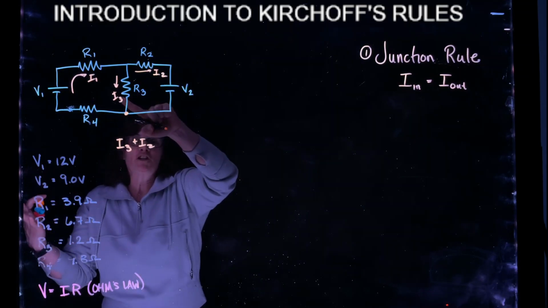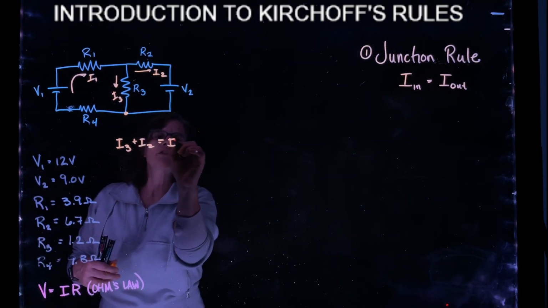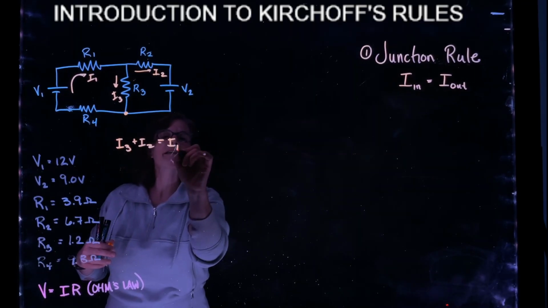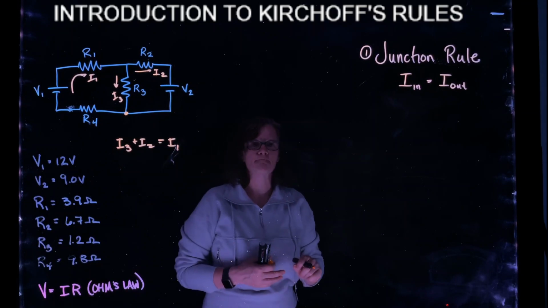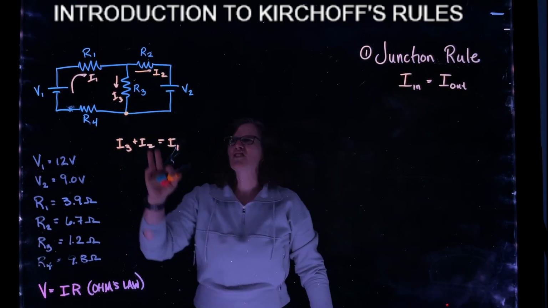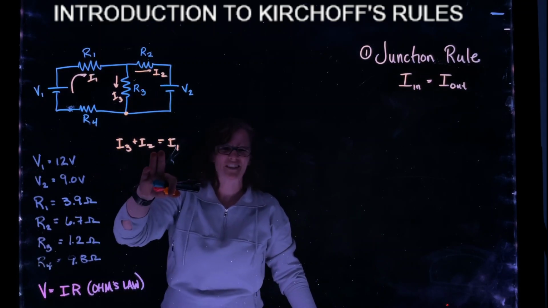What's going out of that junction? Well, it's current 1. So current 2 and 3 come into the junction, current 1 goes out. So I've used my junction rule for that junction. There's another junction in this problem, and you'll find if I use my junction rule there, I actually get an equivalent equation.